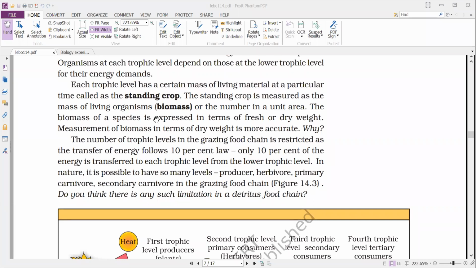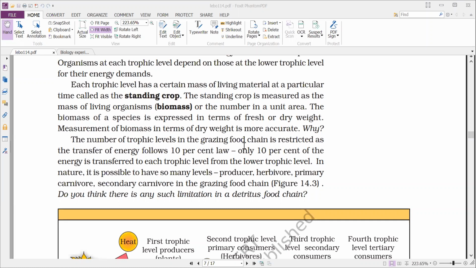If the organisms are smaller in size, generally we can go with the number. If the organism is large and the number is small, we can go with the biomass. The biomass of a species is expressed in terms of fresh or dry weight. Fresh weight means with water content.